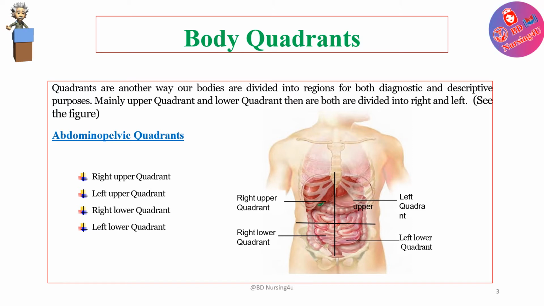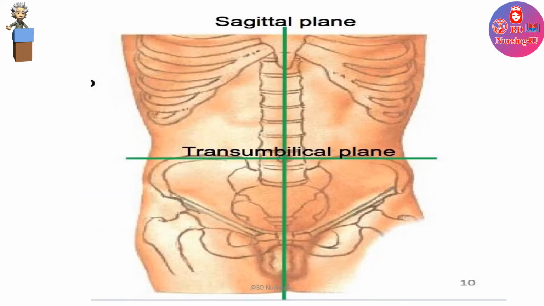Body quadrants. Quadrants are another way our bodies are divided into regions for both diagnostic and descriptive purposes, mainly upper quadrants and lower quadrants. Then both are divided into right and left. See the figures. Abdominopelvic quadrants: right upper quadrant, left upper quadrant, right lower quadrant, left lower quadrant. Sagittal plane, transumbilical plane.